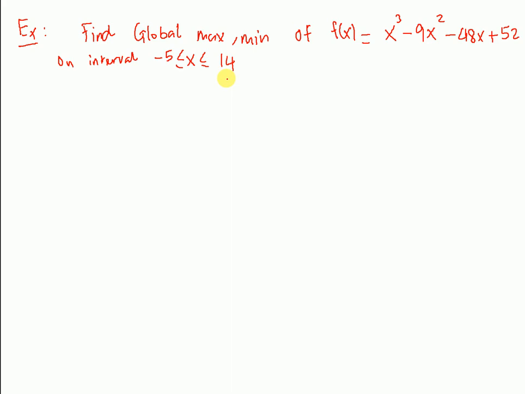So the first thing we should do is find the critical points. And in order to find the critical points, we need to find f prime and then set that equal to 0. So find f prime.